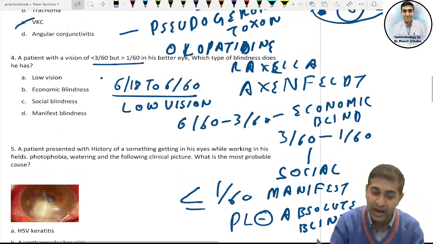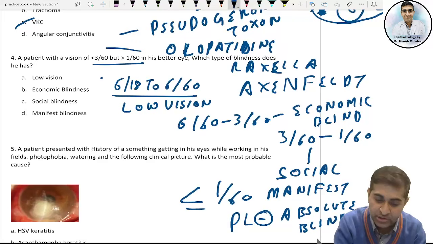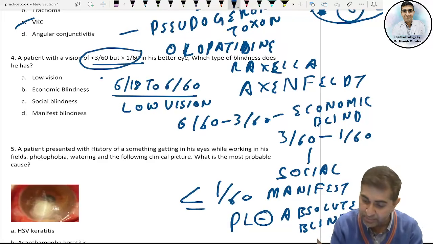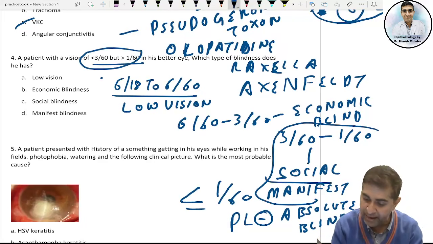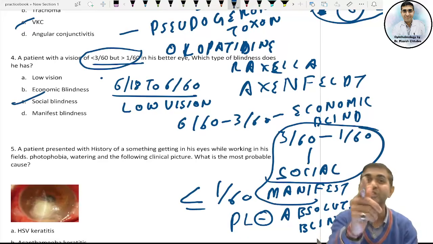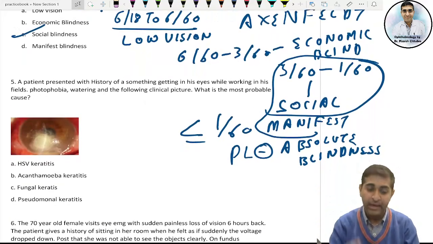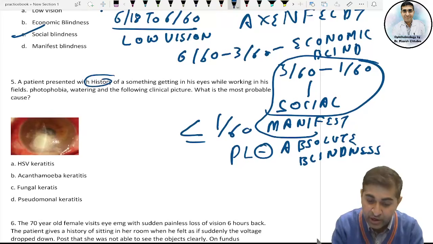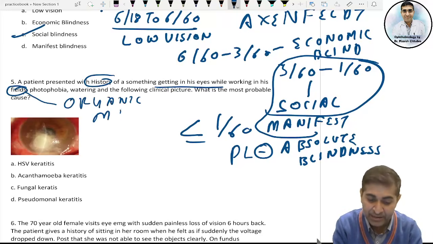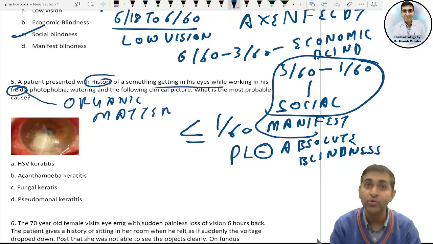So what will be the answer to this question? So it is 3/60 to 1/60. So basically we are talking of this blindness and this is your social blindness. Now a patient presented with history of something getting in his eye while working in his fields. Fields means organic matter injury, right? Organic matter. Now the patient is having photophobia.